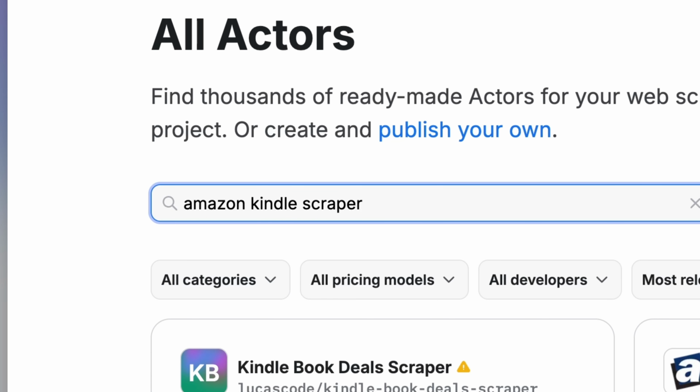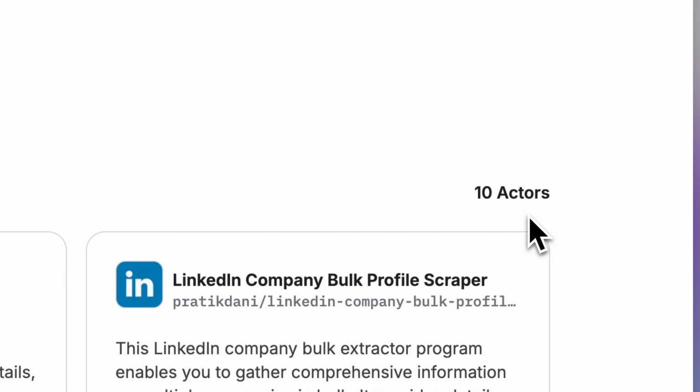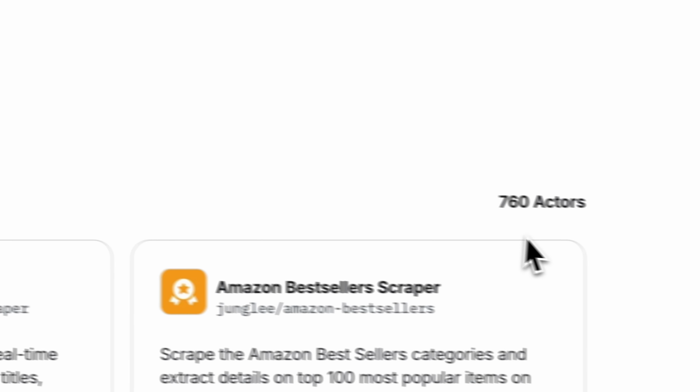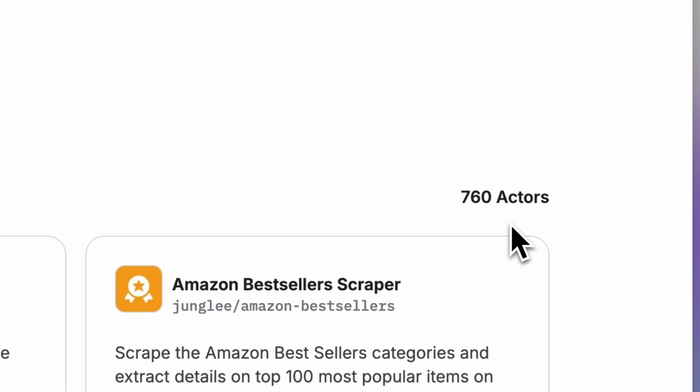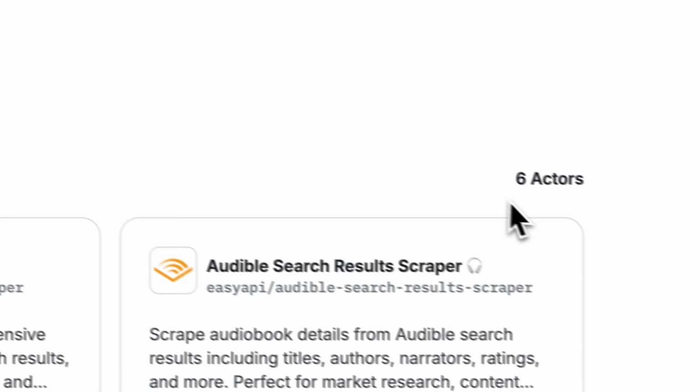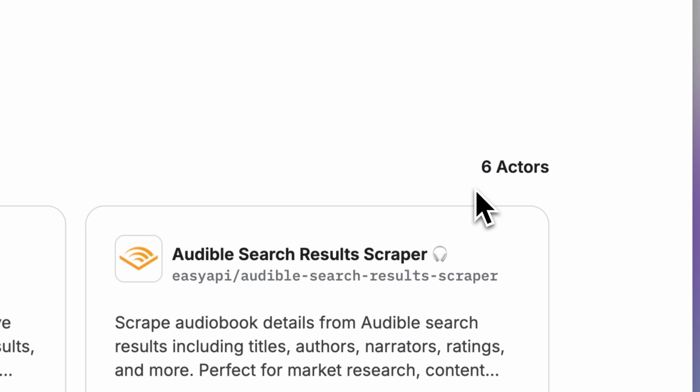You want a healthy level of competition. If there are 10 to 30 existing actors for your idea, that's actually good. It means the market is validated, but there's room for differentiation. If there are 50 plus actors, that market is saturated, and you'll need a huge unique advantage to compete. On the other hand, 1 to 5 actors might mean a blue ocean opportunity, or it might even mean unproven demand. So validate those carefully. And that's it.